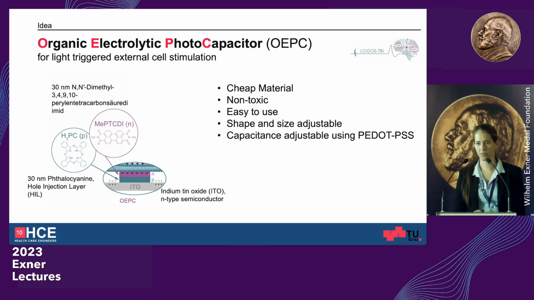Why did we choose these materials? Because they are rather cheap, so they can be easily used for our experiments. They are non-toxic for the cells. They are easy to use, as you mentioned before. It's easy to fabricate them. We can shape the size of the solar cell, and also the shape. And in addition, we can adjust the capacitance of the whole thing using, for example, PEDOT:PSS.